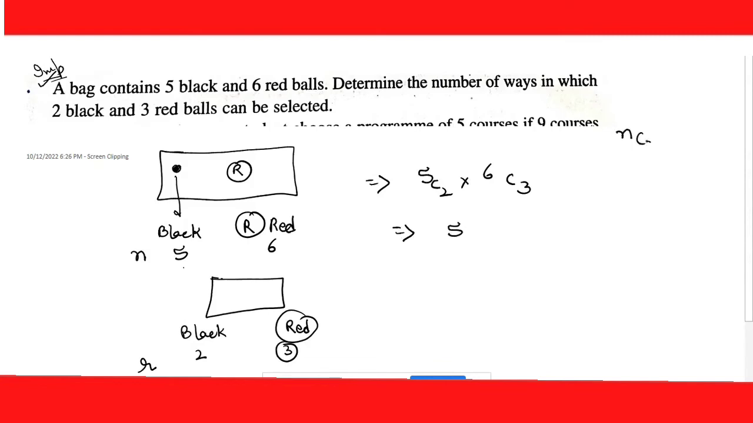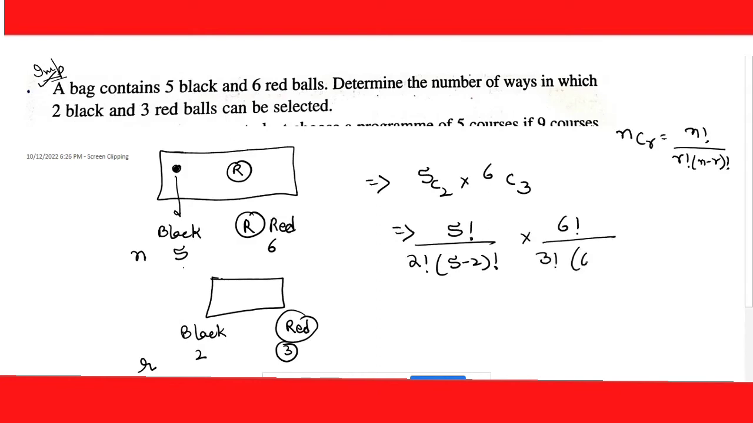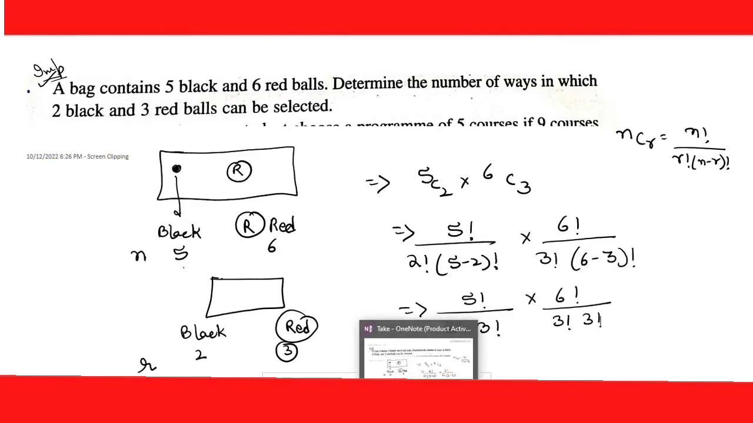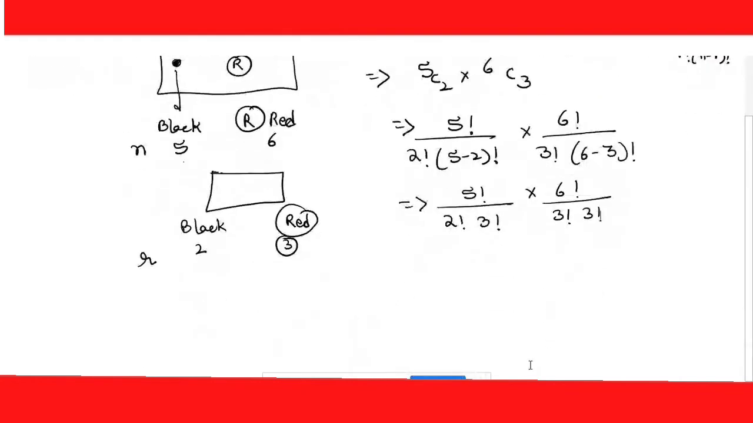We apply the formula NCR = N factorial over R factorial (N minus R) factorial. We get 5 factorial over 2 factorial (5 minus 2) factorial into 6 factorial over 3 factorial (6 minus 3) factorial. After solving we easily get the answer. Yes, ma'am, I got the answer, 200. Just check it from your textbook. Yes, ma'am, it's correct. I checked it.